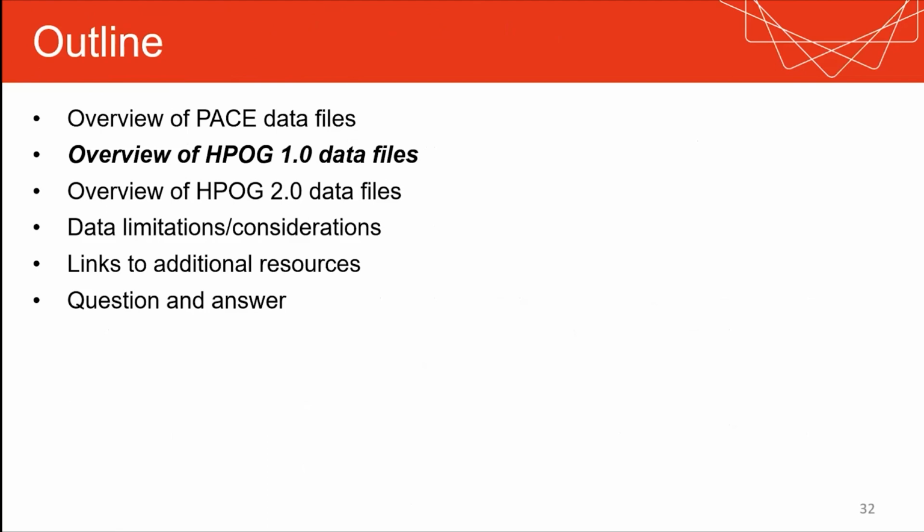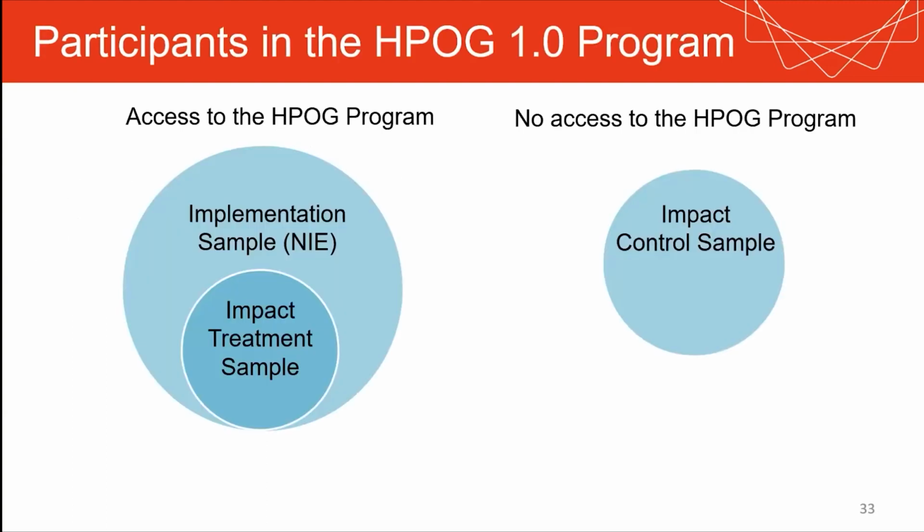Now there's some complexity and nuance with how available HPOG 1 data varies across samples and over time. Nicole alluded to some of this. So I want to take a minute to talk about those before we get into the data files, since I think that'll help that discussion. So here's a little visual. On the left-hand side, we have participants who had access to the HPOG program. On the right-hand side are study participants without access to the HPOG program.